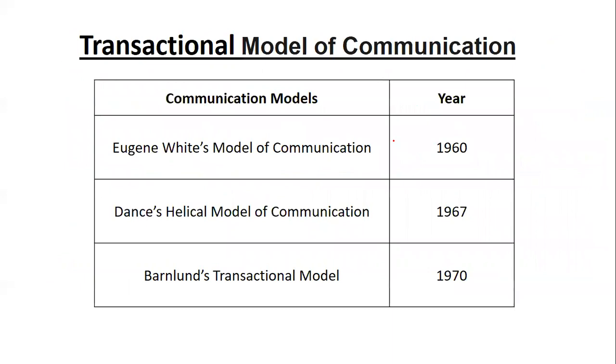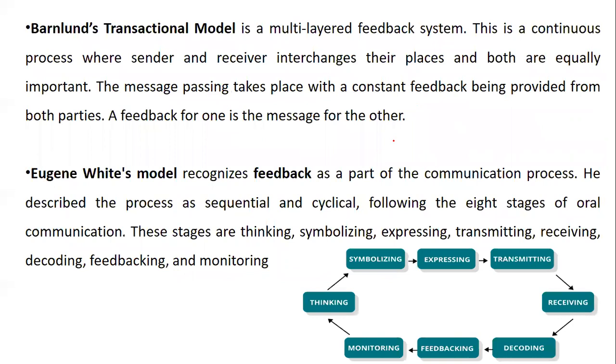So the last one, the transactional models: White's model, Dance's helical model, and Barnlund's transactional model. Barnlund's transactional model is a multi-layered feedback system. There is a continuous process where the sender and receiver interchange equally. The message passing takes place in the form of feedback from the parties. Feedback from one is the message for the other. So it is layered, okay?